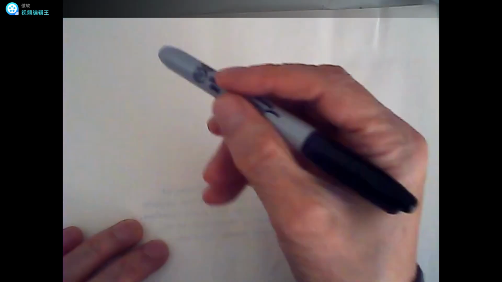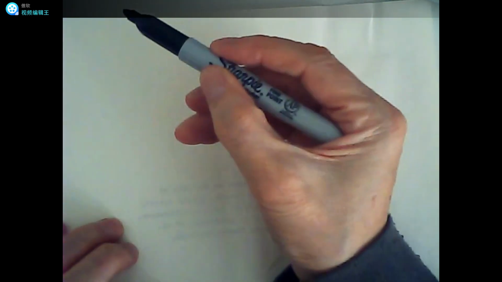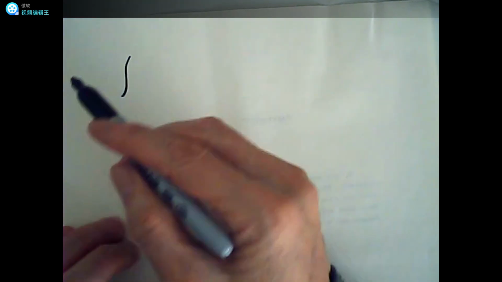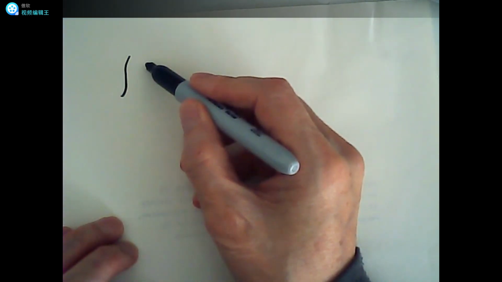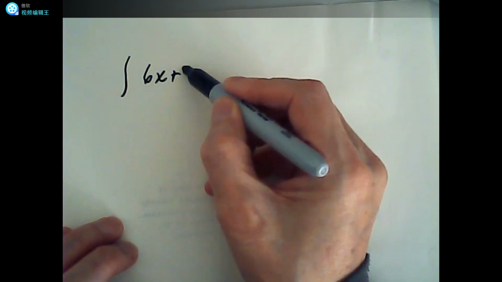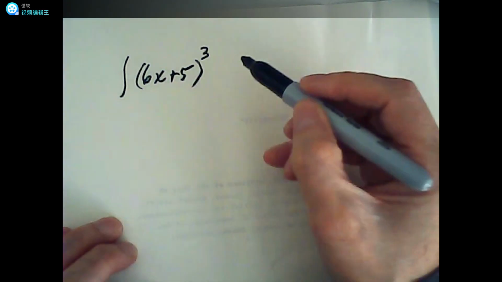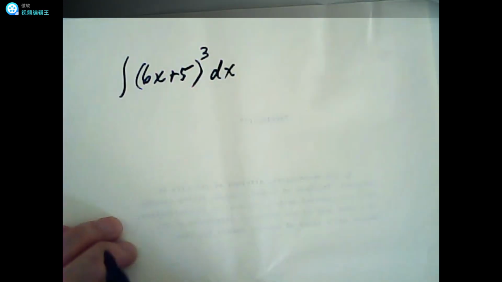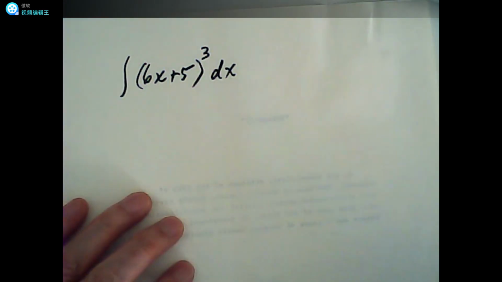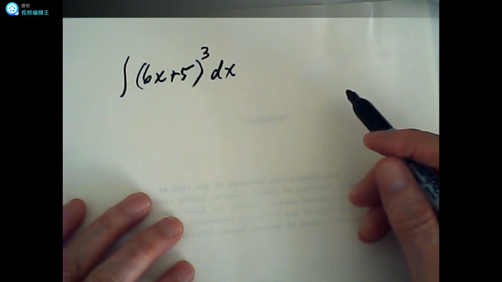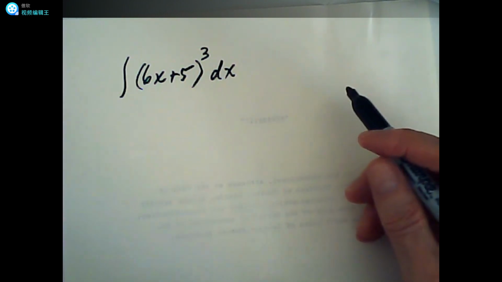Hi. In calculus, we have a basic method which is called substitution in integration. For example, we have the integral of (6x + 5)^3 dx. Well, of course, we are doing it by substitution.